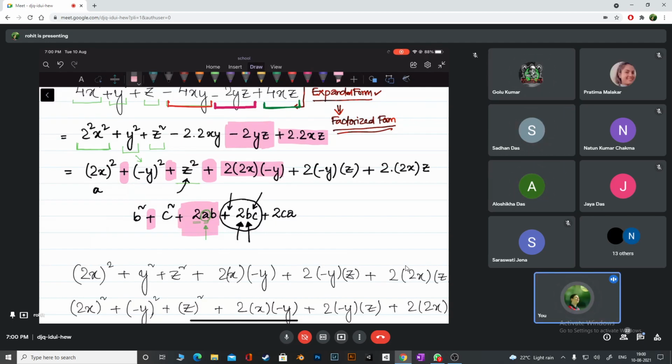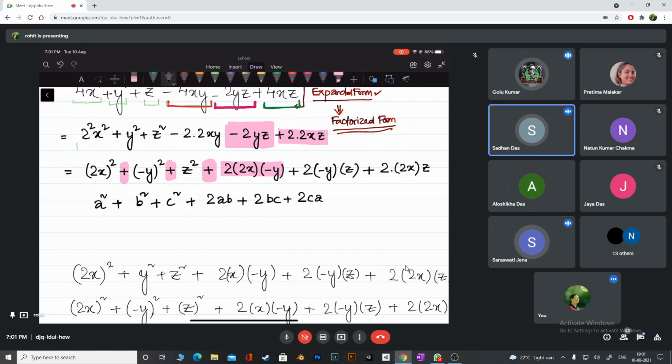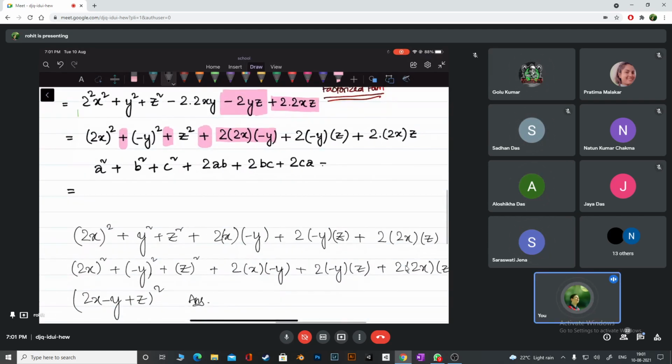Now you tell me, is it exactly the same or not? I'll show you what I mean. This is A square plus B square plus C square plus twice AB plus twice BC plus twice CA, yes or no? Yes, sir. Now you tell me, can I write it is equal to A plus B plus C whole thing square? Yes or no? Yes, sir.